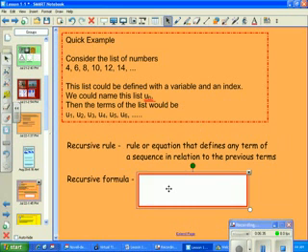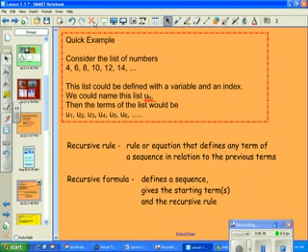Now, the recursive formula puts all this together. It defines a sequence. It gives the starting term or terms. We'll see an example that has more than one. And it also gives the recursive rule. We're going to use the notation that we just mentioned to write our recursive formula.